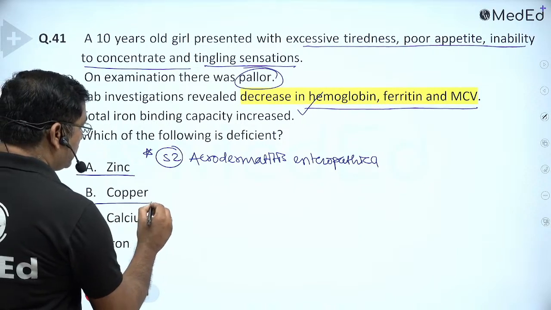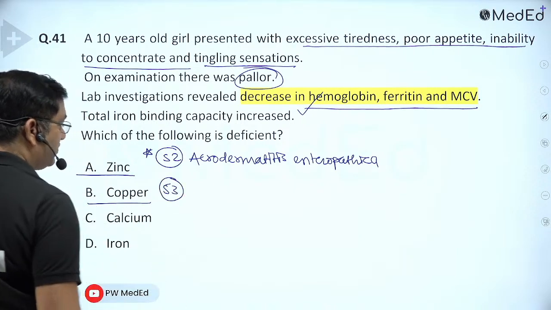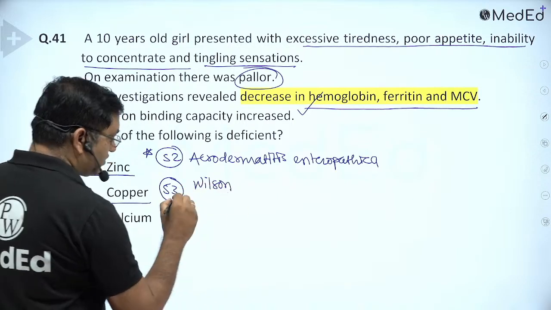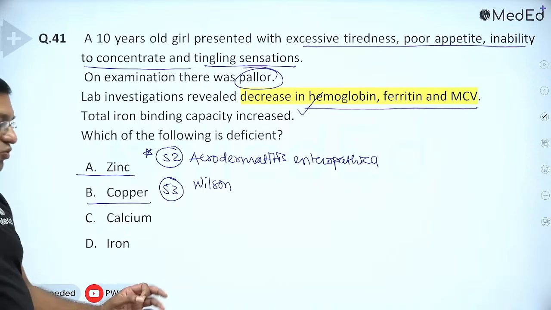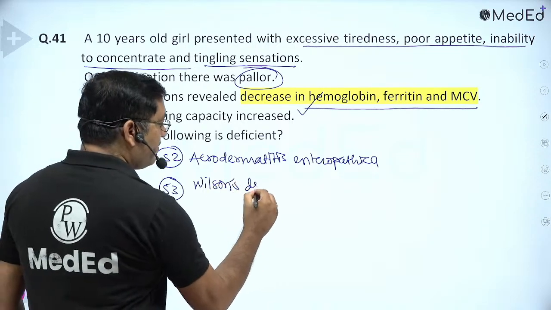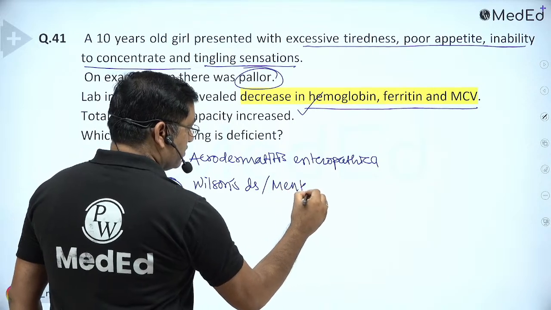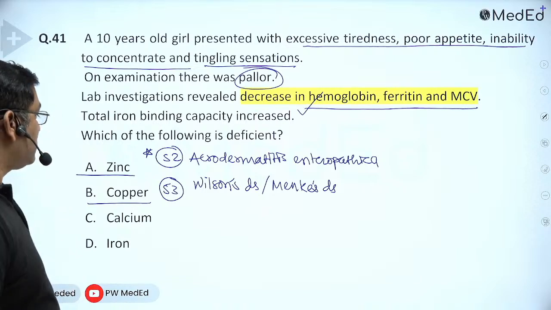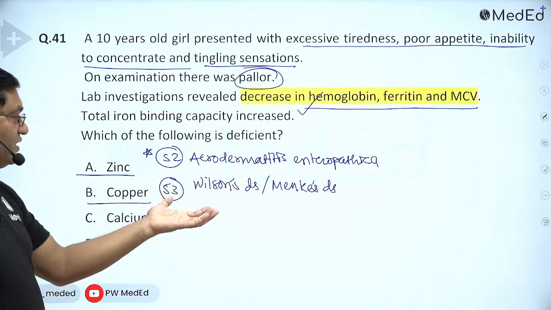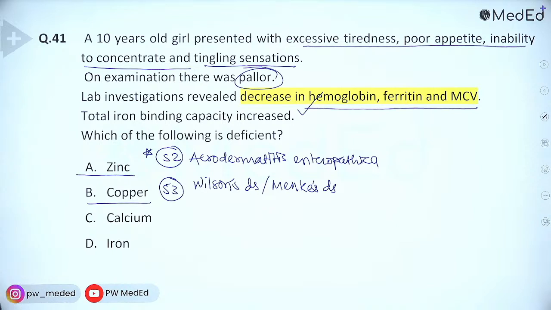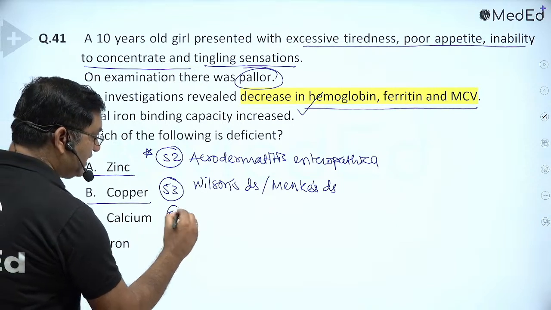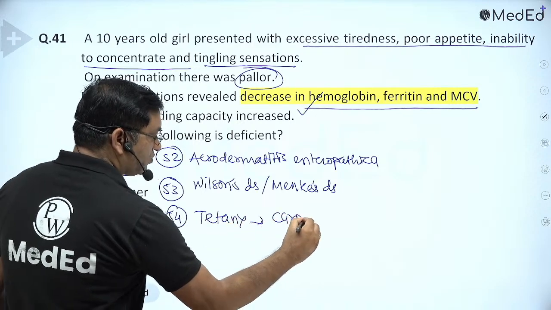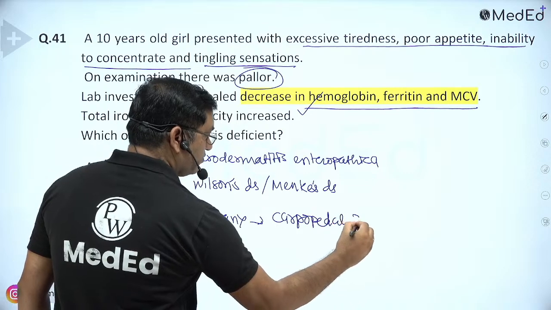Copper deficiency, point number 53. Copper deficiency causes Wilson's disease. It's not copper deficiency, but a copper metabolism defect: Wilson's disease and Menkes disease. It also causes anemia, but it is less severe as compared to iron. Calcium deficiency causes tetany. Tetany means carpopedal spasm.